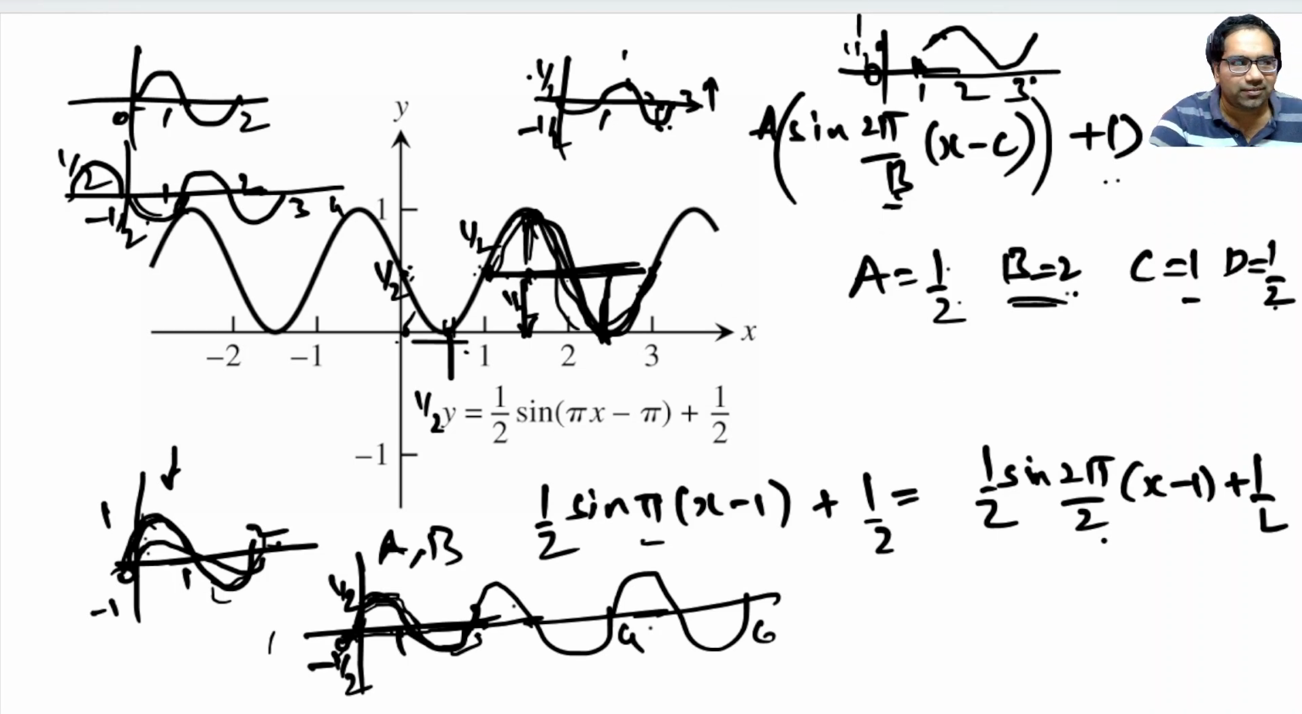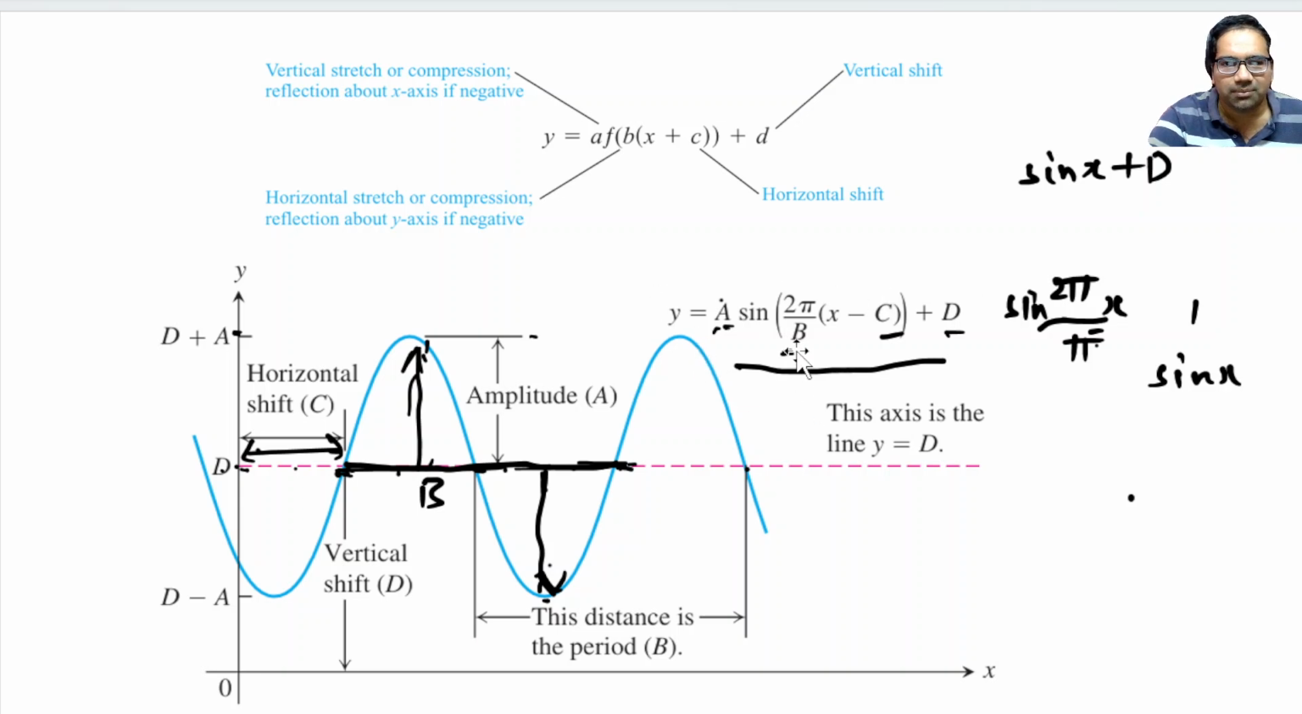And this is a general equation. Please remember, this is very important: A sine of 2 pi by B into x minus C, plus D. Here, B is the time period. That means the cycle at which this graph repeats itself. A is vertical stretch or vertical compression. C is horizontal shift. D is vertical shift. B is the period, which automatically means it is horizontal compression or horizontal stretch.